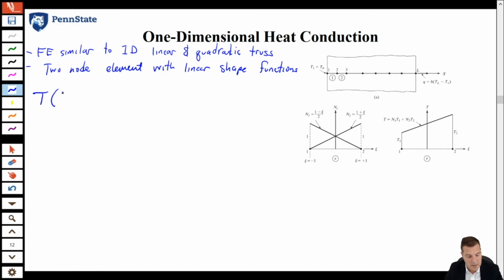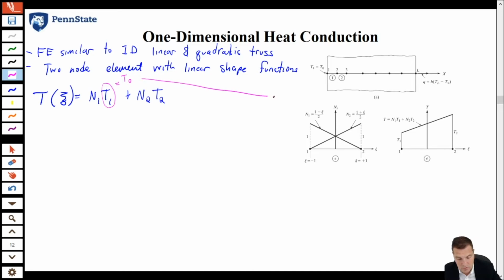So we have T of psi is equal to N1 times T1 plus N2 times T2. Okay, so in this case, if we look at our problem, T1 is equal to T0 over here, right? So we discretized the problem we just looked at on the last slide, and we have that boundary condition. So we know that value there.